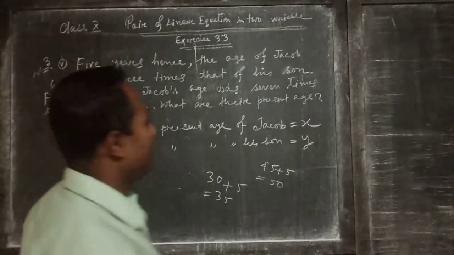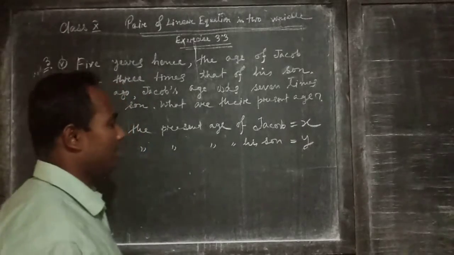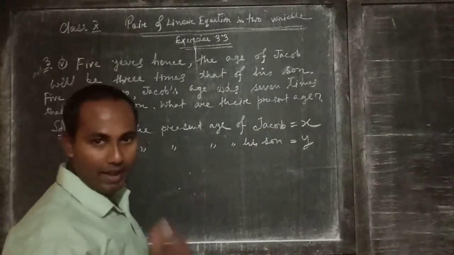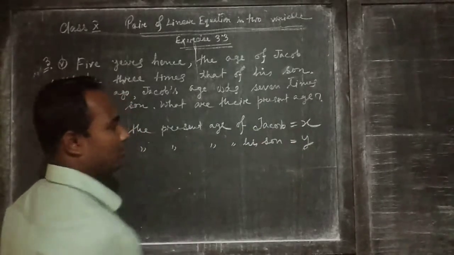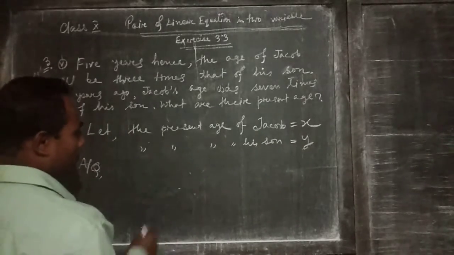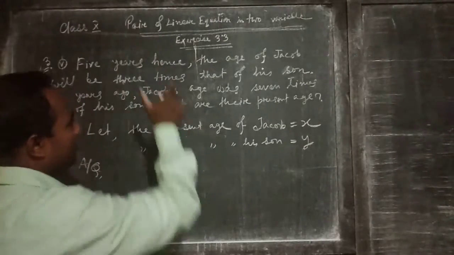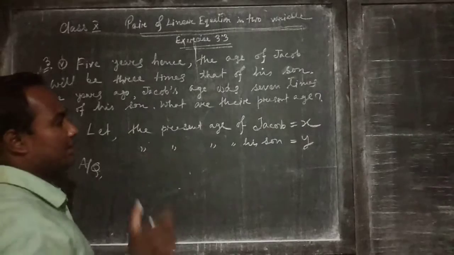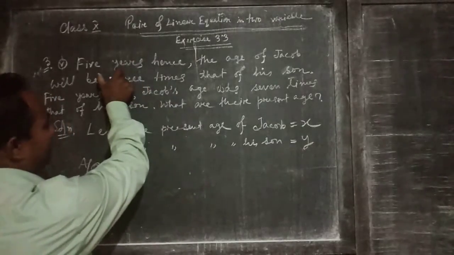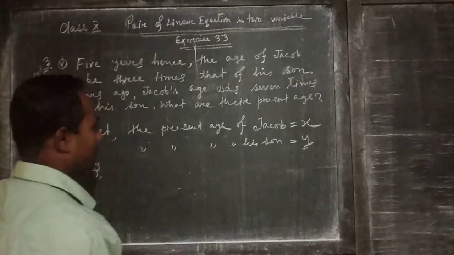Now, here the present age of Jacob is x, so what will be his age after 5 years? We have to add 5 to x. The age of Jacob 5 years hence means after 5 years. If it is given hence, later or after, then we have to add these years to the present age.